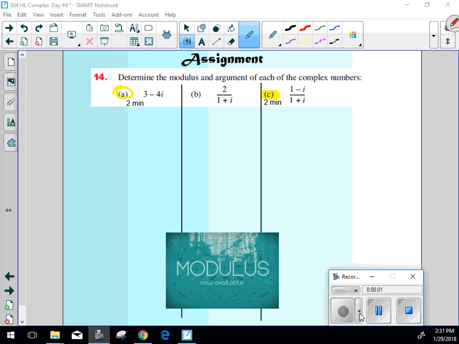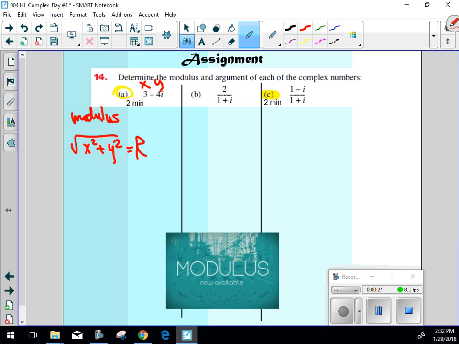Let's try this through example. You can read those other slides about what modulus is. Modulus is the square root of x squared plus y squared. That's the modulus r. So if x is 3 and y is -4, all you do is you go the square root of 3 squared plus -4 squared. By the way, what is 9 plus 16? What's the square root of 25?